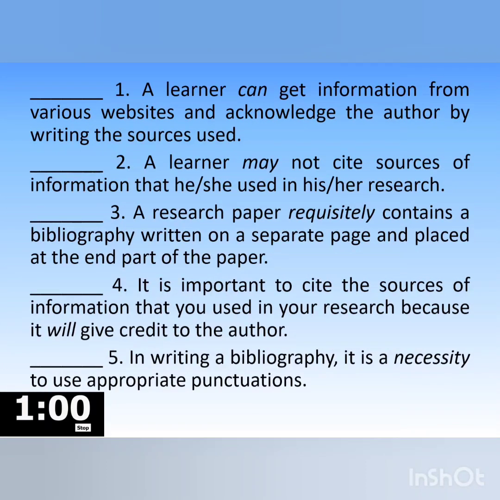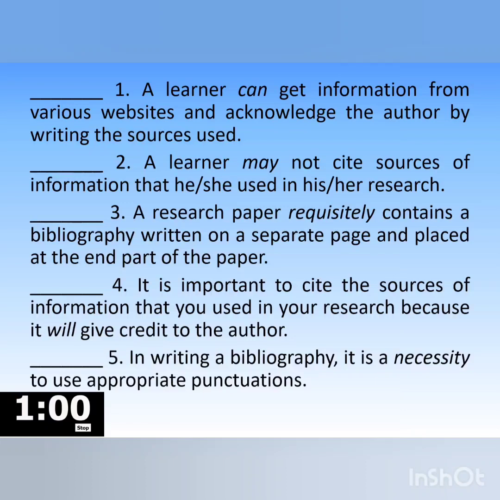Number 1. A learner can get information from various websites and acknowledge the author by writing the sources used. Number 2. A learner may not cite sources of information that he or she used in his or her research.